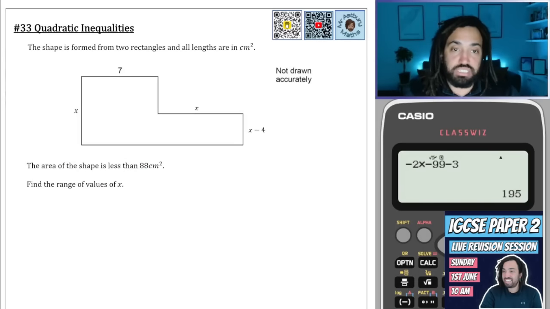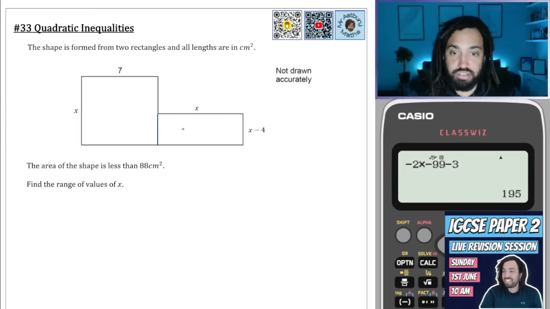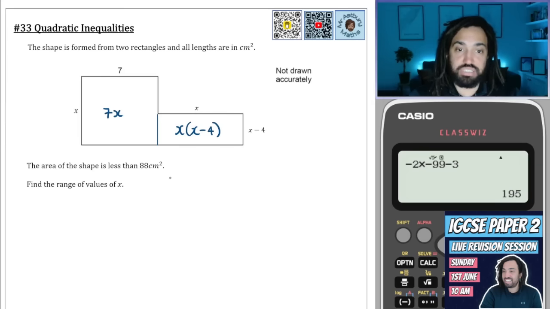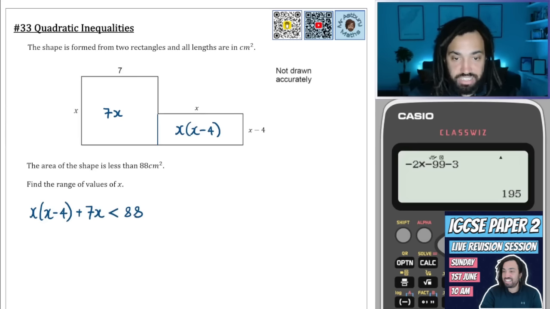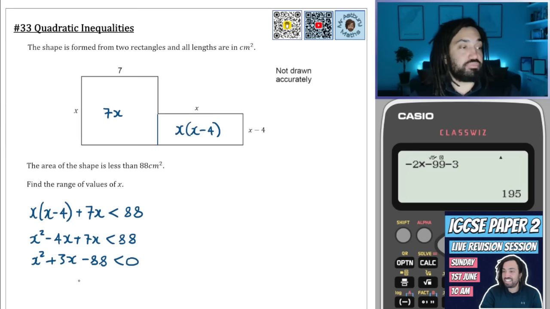Okay, quadratic inequalities. This shape is formed from 2 rectangles, so let's split it up. So this area here will be x times x minus 4, and this area here will be 7x. So the total area will be x times x minus 4 plus 7x, and we're told that is less than 88. Multiply out, like so. Collect up these like terms to get plus 3x, and minus 88 from both sides, so that is less than 0.